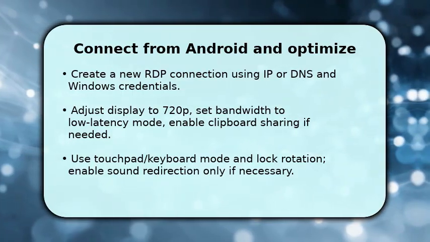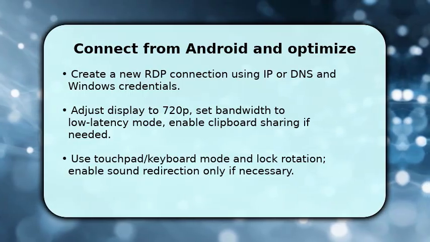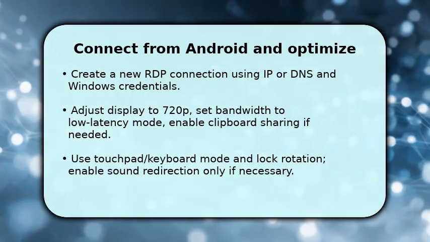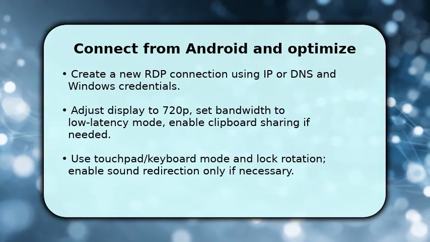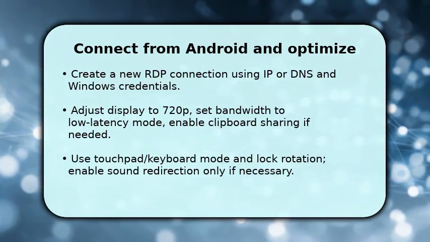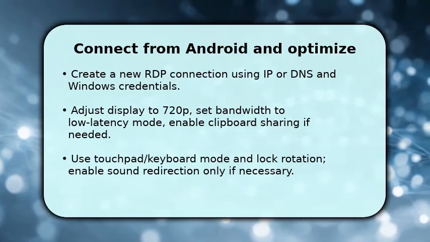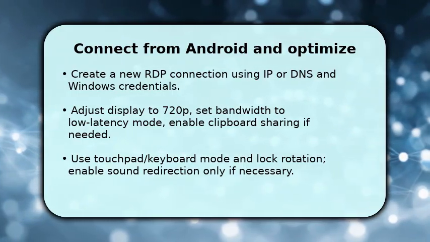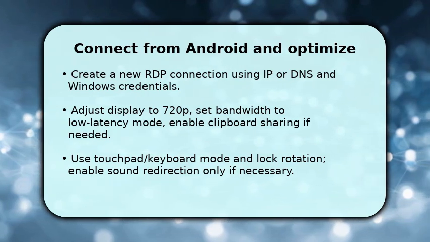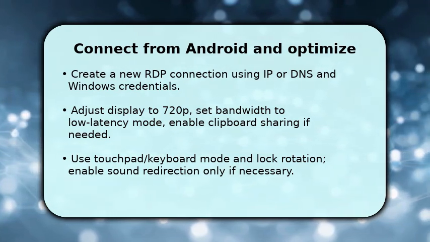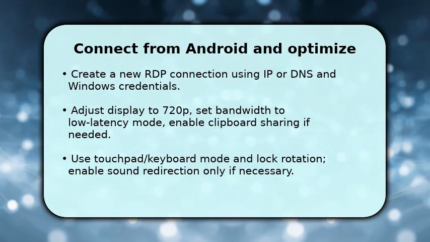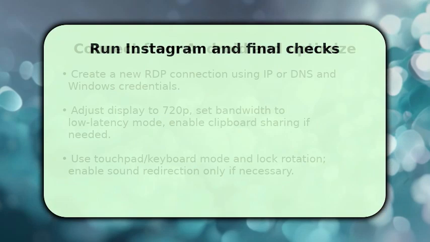Tap Show additional options to set resolution to 720p and choose a performance profile optimized for low bandwidth so Instagram runs smoother. Once connected, switch the Android client to touchpad or keyboard mode for easier navigation, and enable clipboard sharing if you need copy/paste. Make sure rotation is locked and sound redirection is off unless you need audio. This reduces lag and keeps the RDP session established.